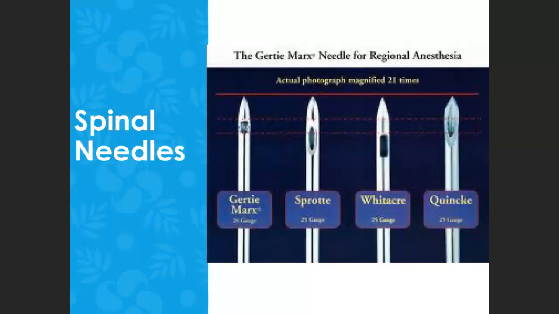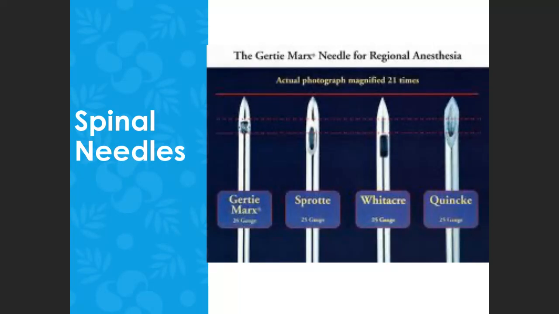So we move on to spinal needles. We're coming down to the end of it. There are different kinds of spinal needles. This is the Quincke, a common one. You'll see it all the time. The bevel is directly at the tip of it.